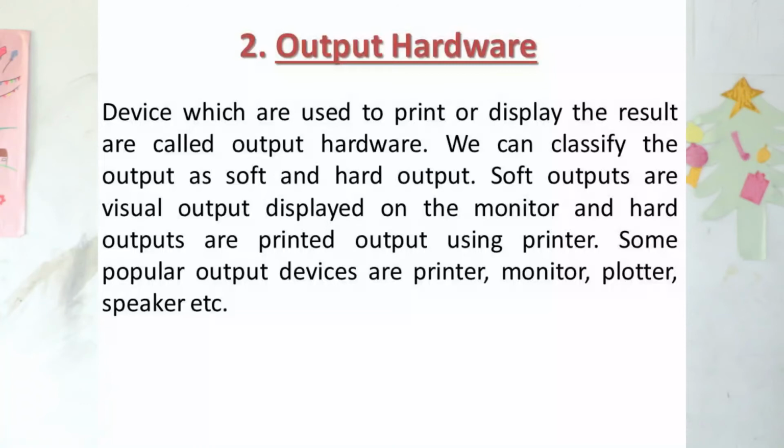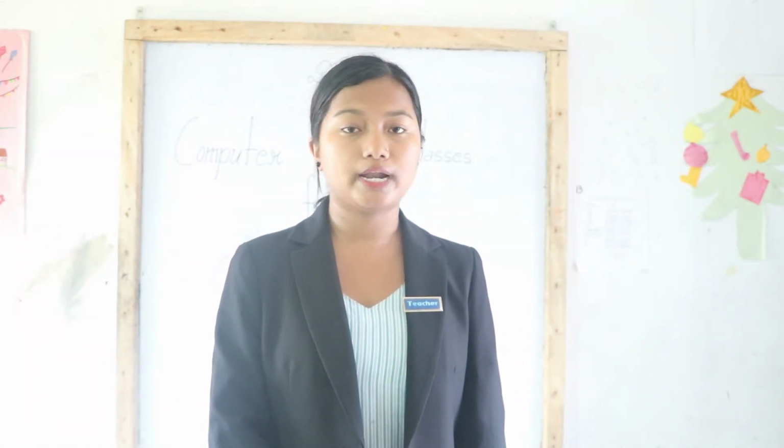Devices which are used to print or display the result are called output hardware. We can classify the output as soft and hard output. Soft outputs are visual outputs displayed on the monitor and hard outputs are printed output using printer. Some popular output devices are printer, monitor, plotter and speaker, etc.